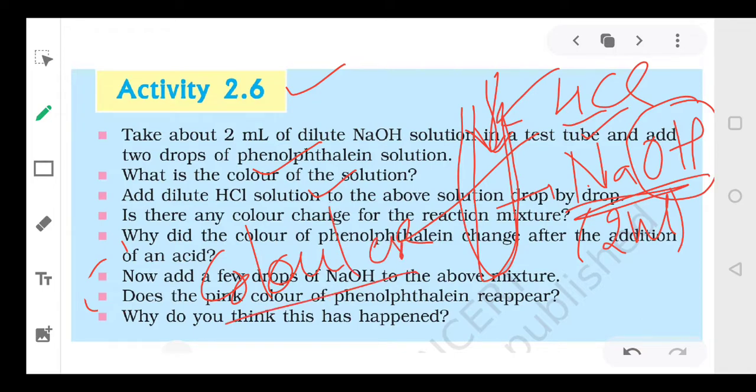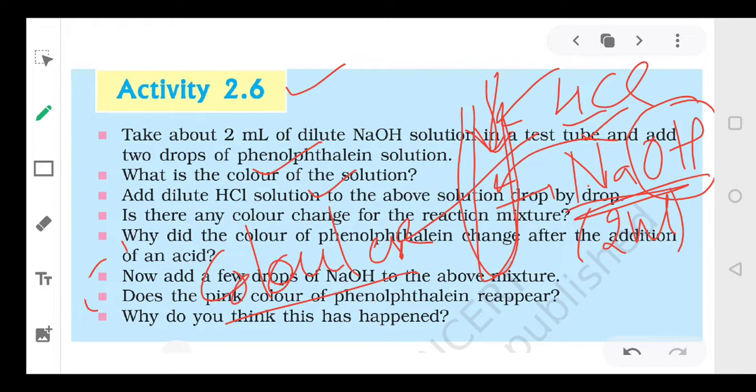जैसे ही हमारा solution colorless हो गया, now we are adding NaOH. अब हम उसमें NaOH ऐड कर रहे हैं. फिर क्या होगा? Again the solution will become pink. Okay. So अगर सोल्यूशन के अंदर एसिड ज़्यादा है तो सोल्यूशन will be colorless. अगर base is more, then the solution will be pink in color. Right? Clear? Is it clear to everyone?